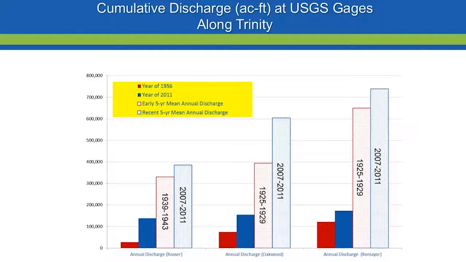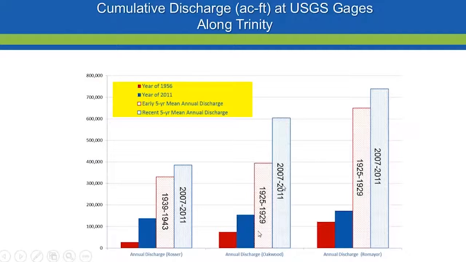So shown another way, if you look at the red box here, it is the year 1956, which is the drought of record, the worst year, the lowest flow year of the drought of record in the 1950s. 2011 was actually a drier year than 1956. And if you look at the mean annual discharge at the Rosser gauge, which is just downstream of the Dallas-Fort Worth area, it's basically what we use as a surrogate for what's coming out of the Dallas-Fort Worth area. And you can see that those flows are quite a bit higher between 1956 and 2011. Although you have a huge population increase, you're not getting that consumptive use of water.